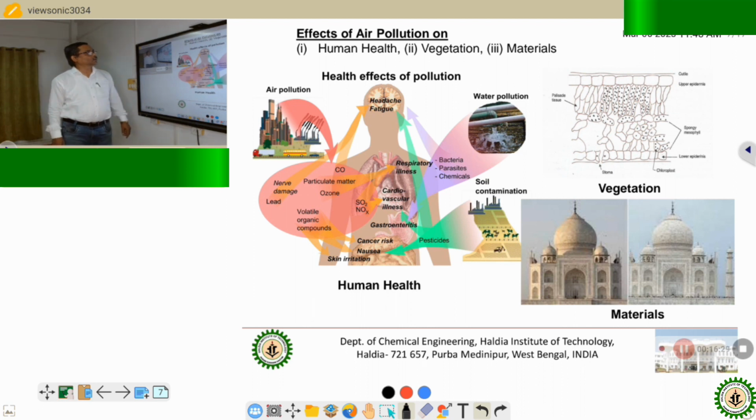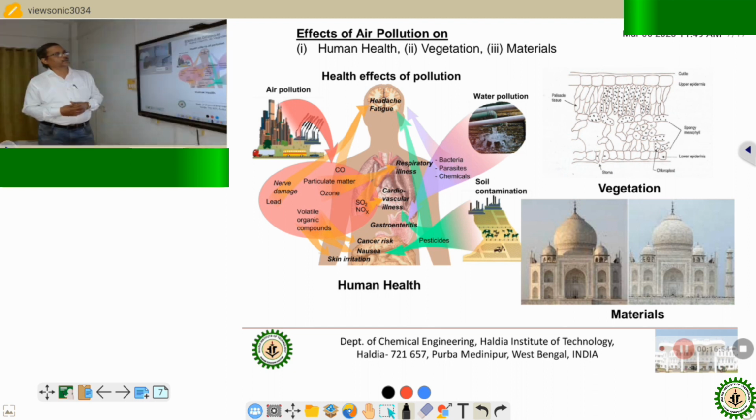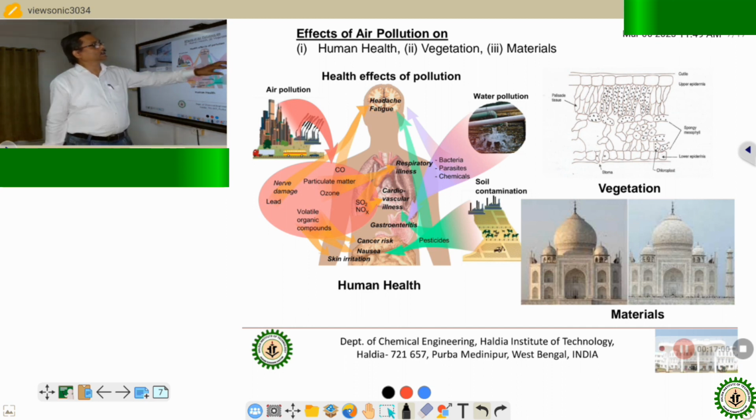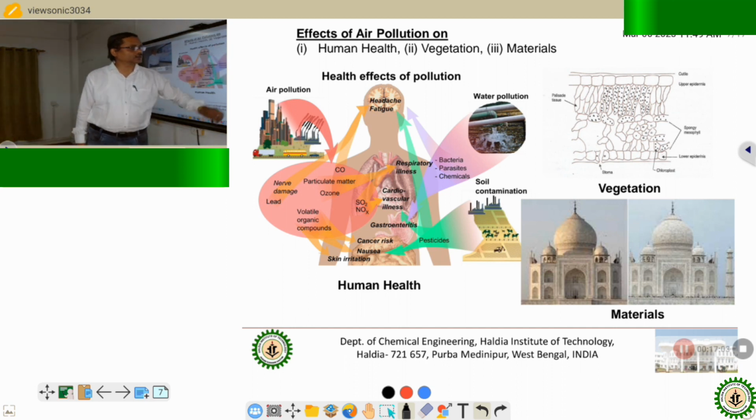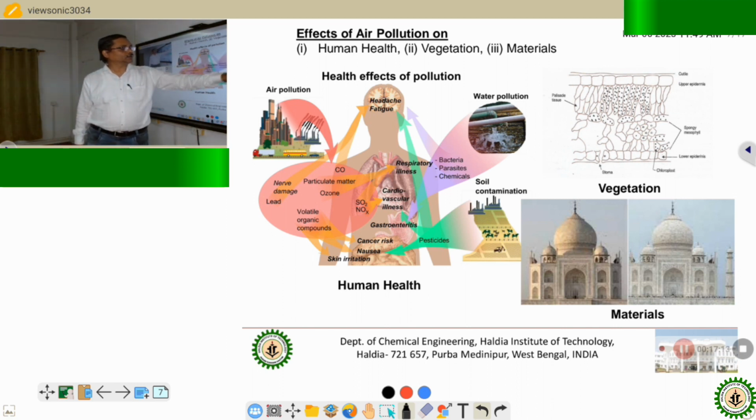Not only does air pollution affect our human body, it may also affect vegetation. Here I have shown the structure of a leaf. The upper part of the leaf is the cuticle, and there are two layers, the upper epidermis and the lower epidermis. In the lower epidermis there are stomata, the pores through which carbon dioxide from the atmosphere goes inside and reacts with water to form glucose. If deposited particles choke the stomata, definitely the photosynthesis process will be affected, and in that way there may be many diseases on the leaf surface.